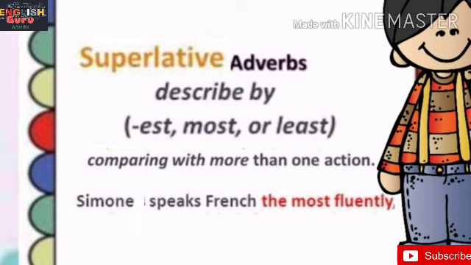Superlative adverbs. Superlative adverbs are described by the words est, most, or least. Here, the action of one thing is compared with the rest of all. For example, Simone speaks French the most fluently. Here, the action of Simone is compared with the rest of all. These kinds of adverbs, which compare the action of one thing with the rest of all, are called superlative adverbs.